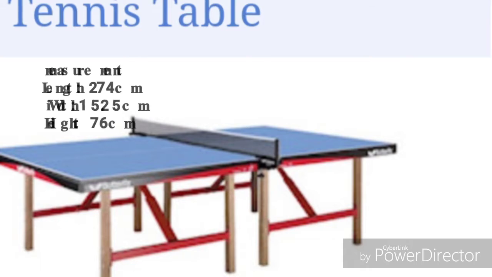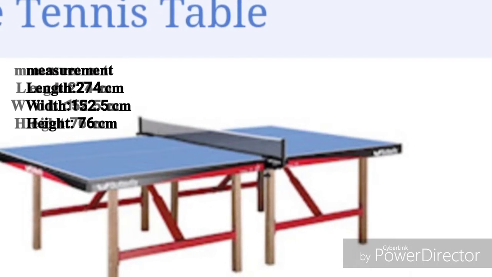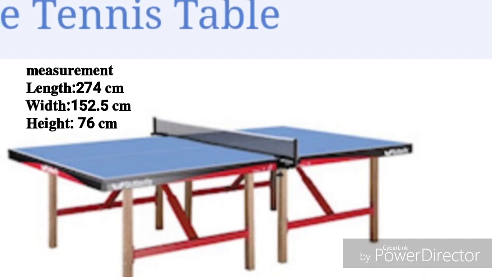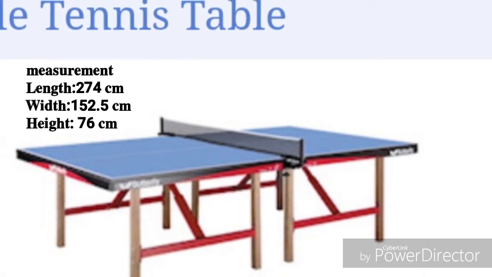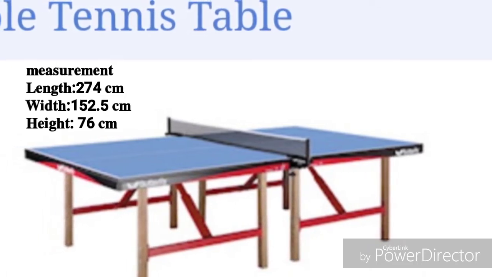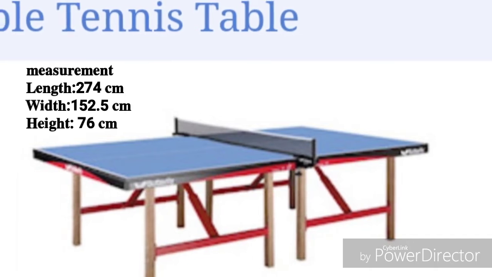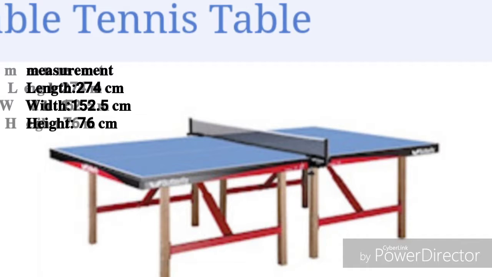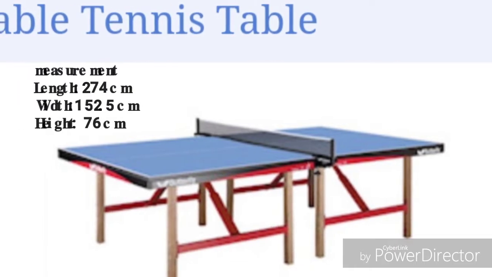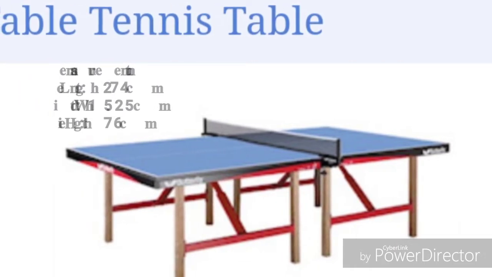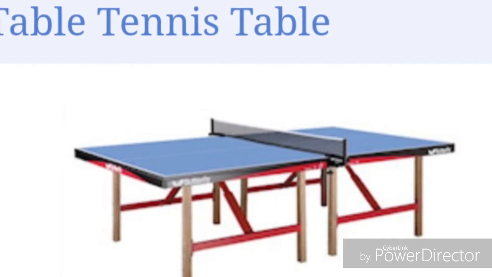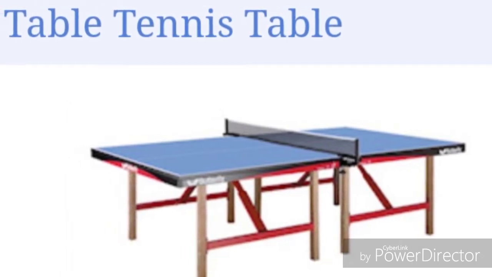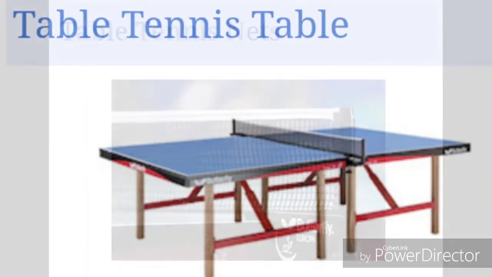Table tennis table. The table shall have a length of 274 cm, 152.5 cm width, and 76 cm height. The playing surface shall be dark colored, preferably dark green and matte. A white line of 20 mm border runs along each edge, where the end line is 1.525 meters and the side line is 2.74 meters.